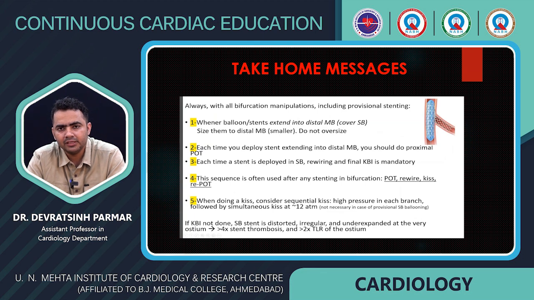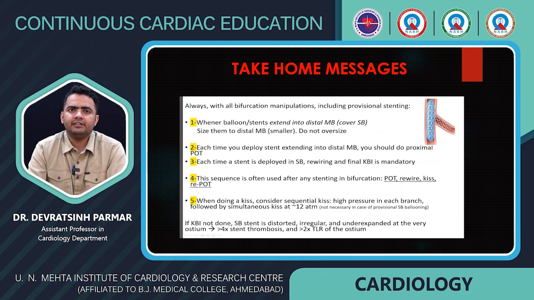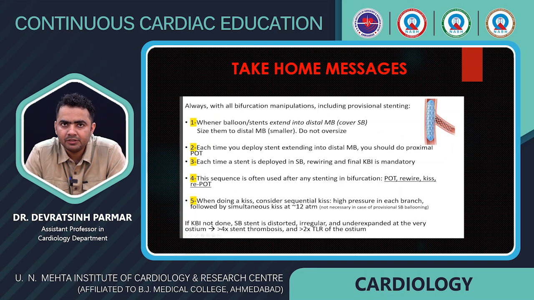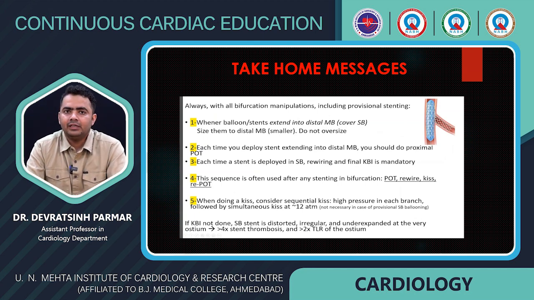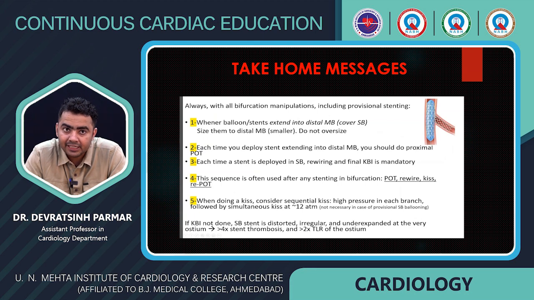So what are the take home messages for bifurcation PCIs? First, whenever you are doing balloon or stent expansion in your distal main vessel, the size of the stent should always be determined based on your distal vessel diameters. Then POT should be of sufficient size. Each time a stent is deployed in the side branch, rewiring and final kissing balloon is mandatory. This sequence is often used after any stenting in bifurcation: first POT, rewire, kissing and re-POT. And whenever you're doing a kissing balloon, consider sequential kisses, high pressure in each branch, followed by simultaneous kissing at 12 atmospheres pressure.